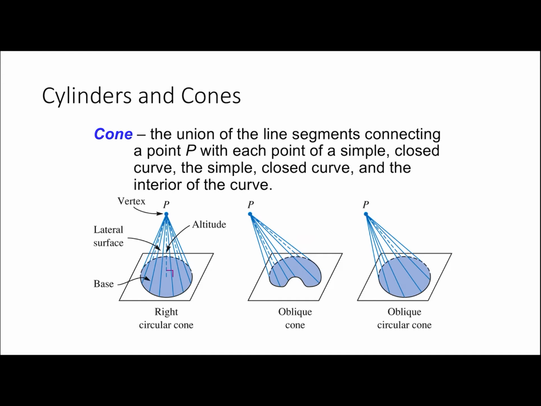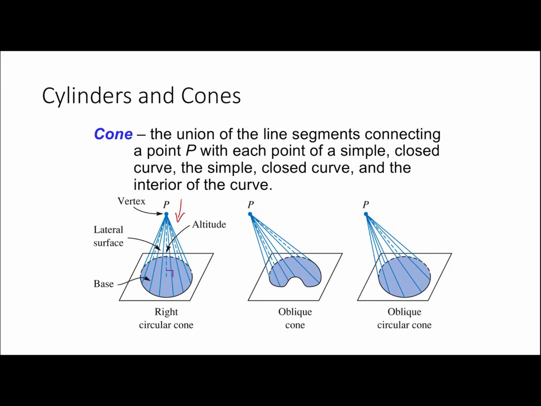And then a cone is our last part. A cone is typically thought of to have a circular base. You can see the definition there: it's the union of the line segments connecting a point P with each point of a simple closed curve, and the interior of the curve. That's kind of wordy, but you can see what a cone looks like. If you buy an ice cream cone and flip it over so the part the ice cream goes in is on the bottom, it comes up to a point. It looks very similar to this first example.